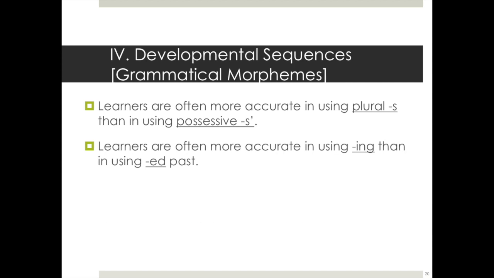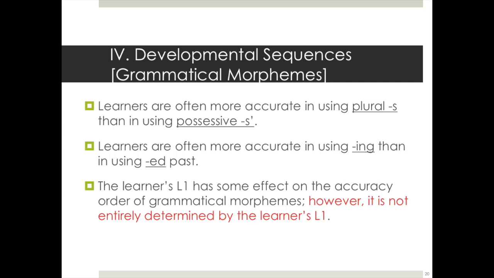Number 3 is that the learner's first language will have some effect on the accuracy order of grammatical morphemes, meaning there may be a direct transfer if the two languages, the first and the second, have a similar word order, for example, or similar morphemes grammatically. However, it is not always entirely determined by the learner's first language. Now that sounds like an interesting point, right?